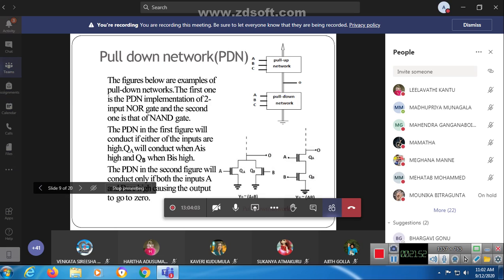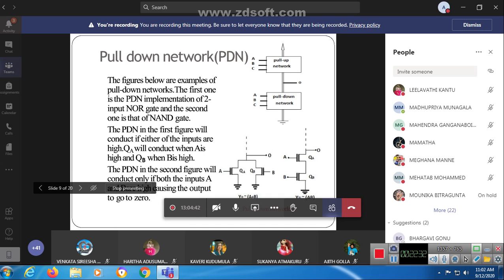So how will the pull-down network work? In the figure these are the examples for pull-down network. The first one is the pull-down network implementation of two input NOR gate, and the second one is the two input NAND gate. The pull-down network in the first figure will conduct if either of the inputs is high. So whenever any one of the inputs is high, in parallel combination, the output will be based on the pull-down network.